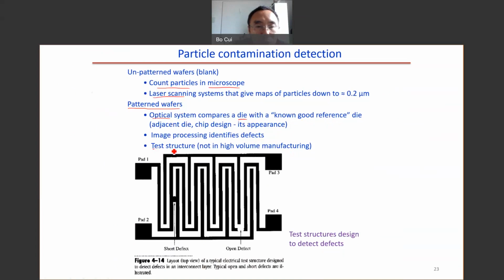We can also do the test structure. You do something like this. You can see this one is an open defect. This is a short defect. If you measure the resistance between the pads, then you know whether there is a defect or not. But this one is not very popular.